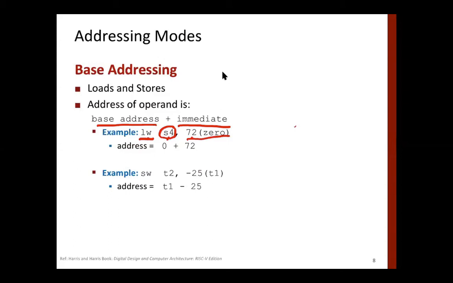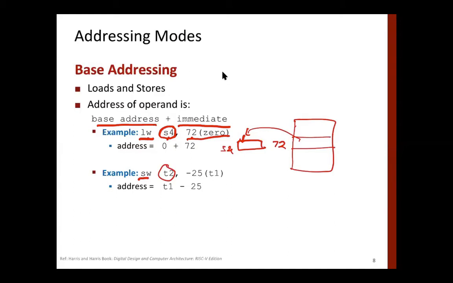Bring from memory address 72 whatever the contents are, and bring it to register S4. It's simple. Another example is store word. Store means taking the value from a register. So this is stored from T2, so the contents of T2 are to be taken to a memory location.